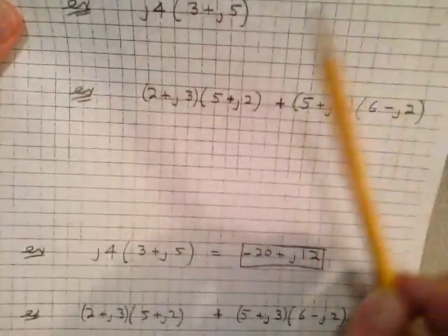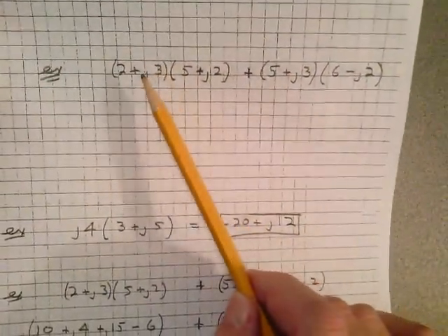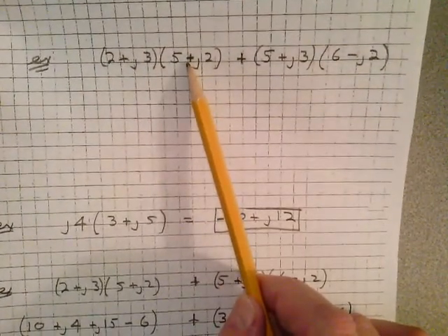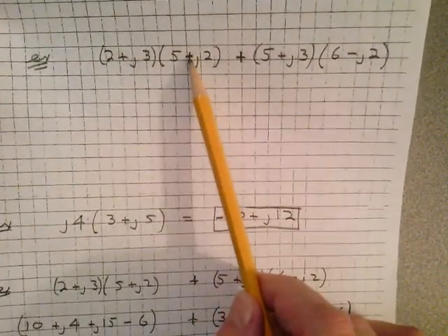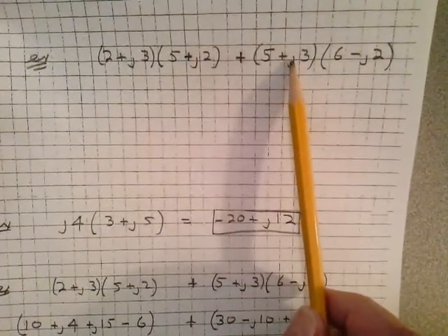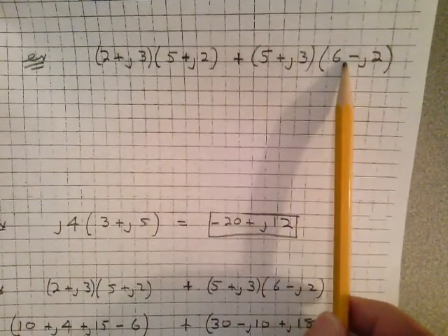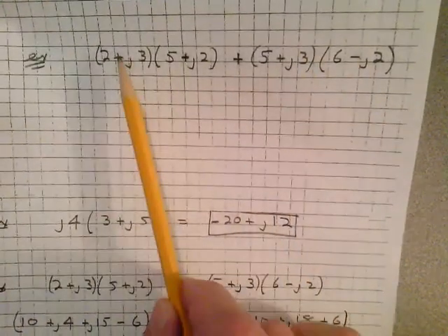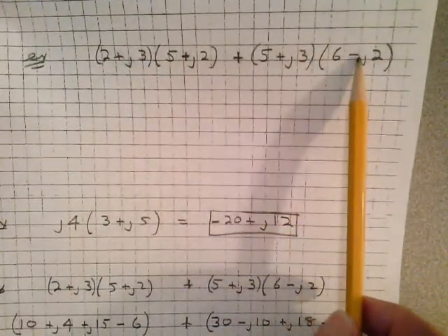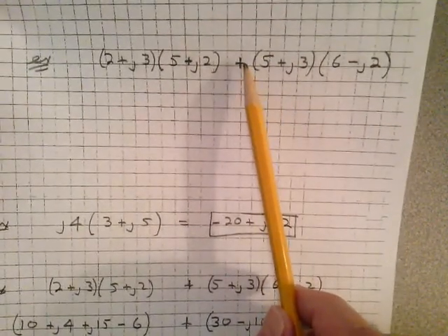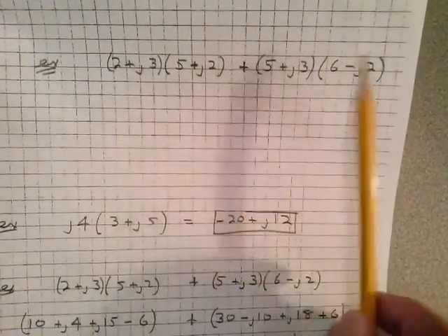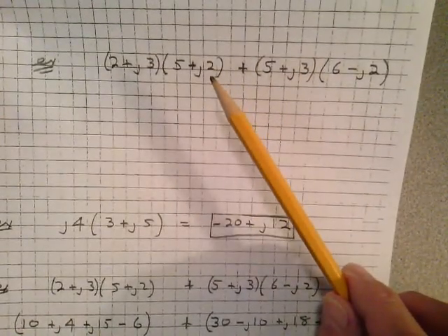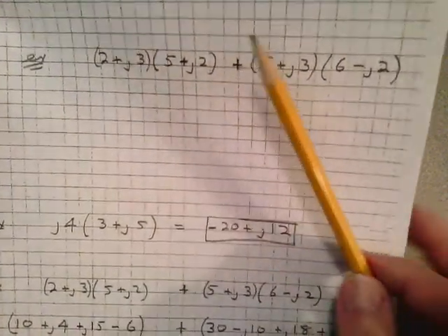Take a look at this problem here. You'd convert this rectangular form to polar form, and this rectangular form to polar form. You'd multiply them out, and then you'd have to convert both of the polar forms back to rectangular so you could add them. That's a lot of rectangular to polar and polar to rectangular. So let me show you how you can do some of this multiplication and division by keeping it in rectangular form.